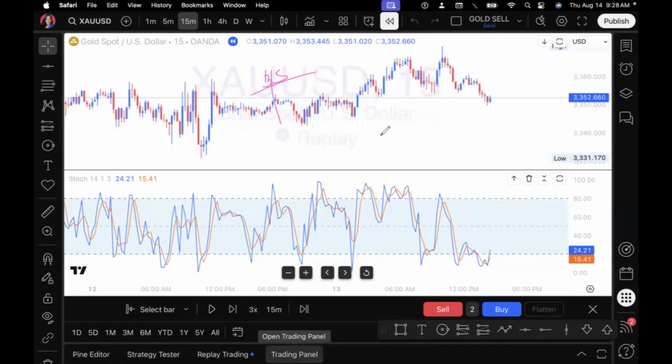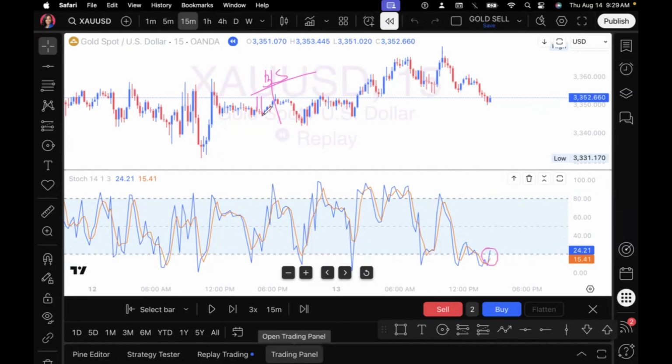So the first question is, is the stochastic facing up or down? We can see this that the stochastic is clearly facing up. That's going to be one confirmation for the buyers. Now, the next question is going to be, has the blue line crossed above 20? And we can see that the blue line has crossed above 20. Now, has the orange line crossed above 20? Not yet. So that's something that we would want to wait for before we rush into this trade.